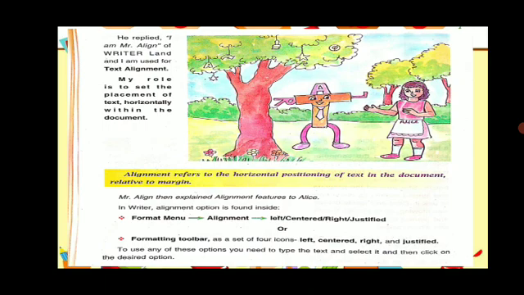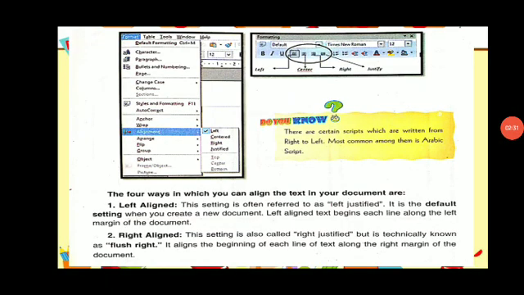In Writer, the alignment option is found inside the Format menu. So what are the steps? Format menu, Alignment, then go to Left, Center, Right, or Justify. Or, in another way, the Format toolbar has a set of four icons: Left, Center, Right, and Justify. To use any of these options, you need to type the text and select it, and then click on the desired option. In the images, I will show you where the alignment options are.